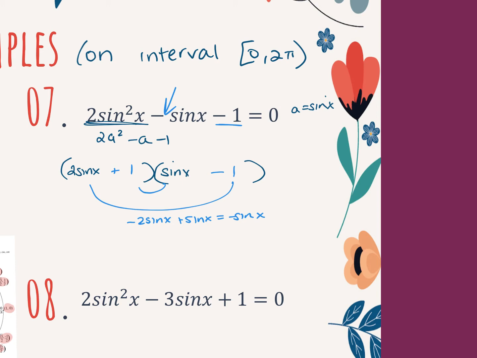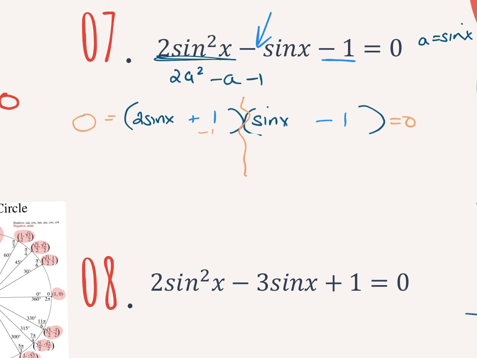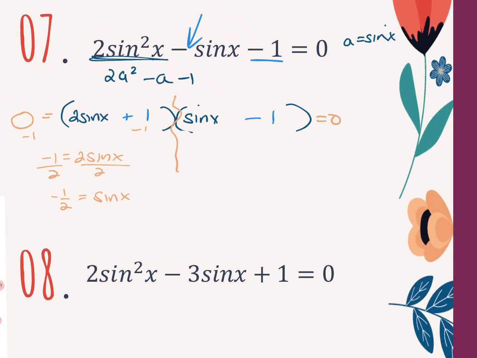So now, I'm going to erase that so we have a clean space. I can split these, set them each equal to 0, and solve. So on the left, subtract the 1. Divide by 2. And I get sine of x equals negative 1/2. On the right, sine of x would equal positive 1.